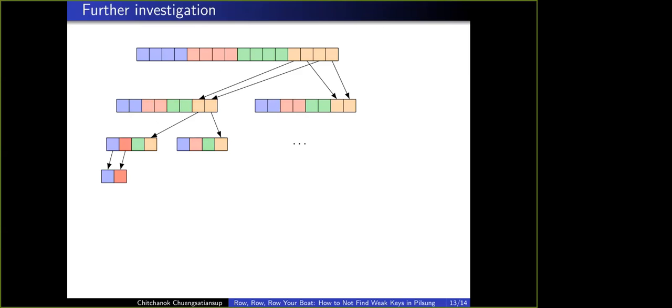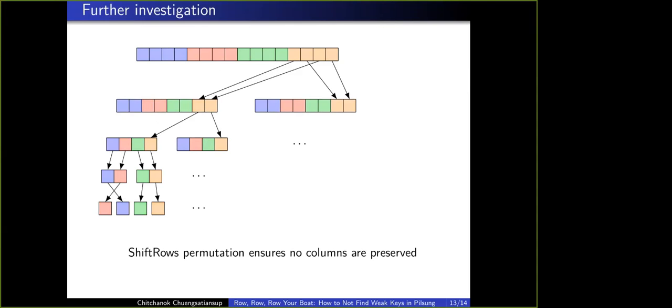And the last 2 levels of shuffling basically shuffle within those columns. What it means is that Pilsung's shift row permutation actually ensures that no columns are preserved.